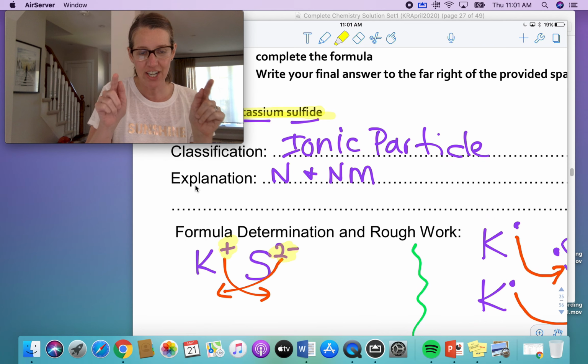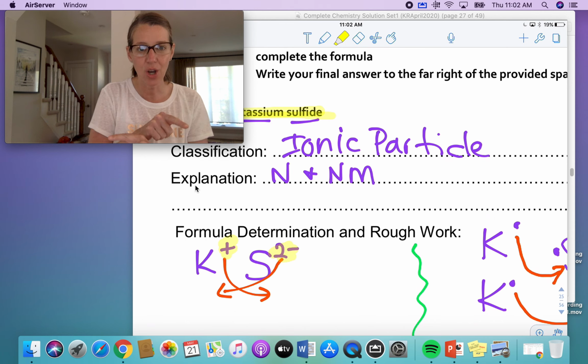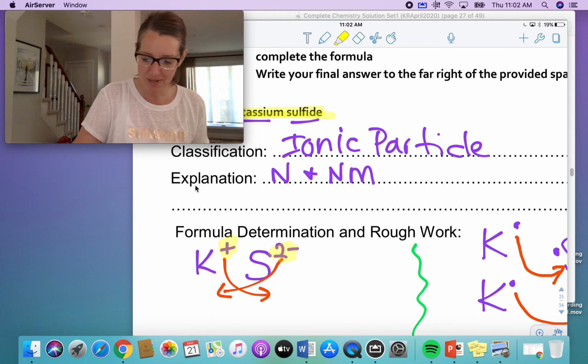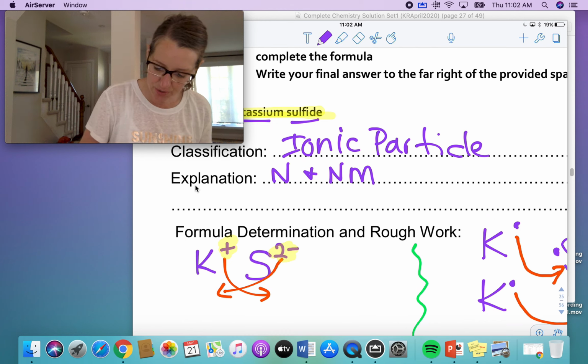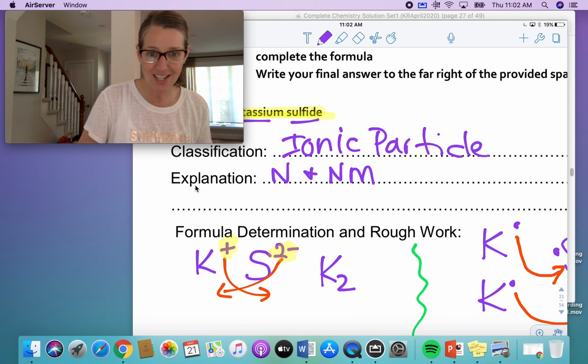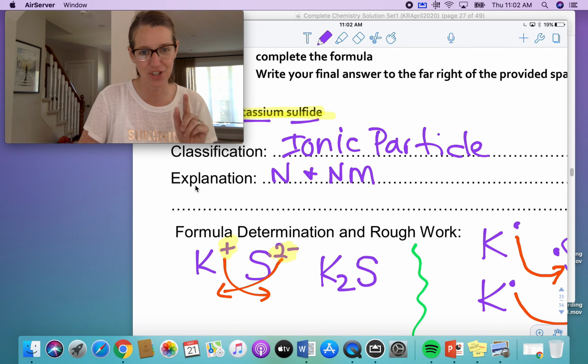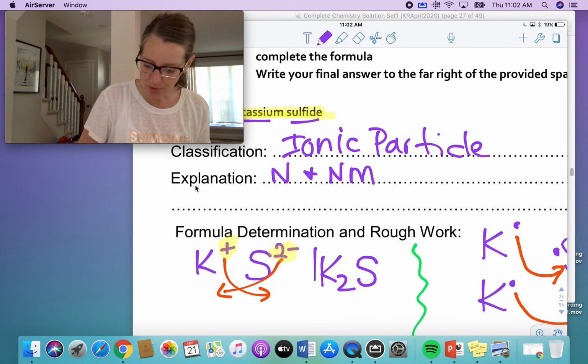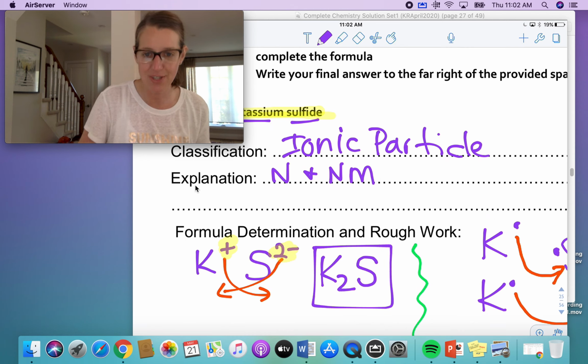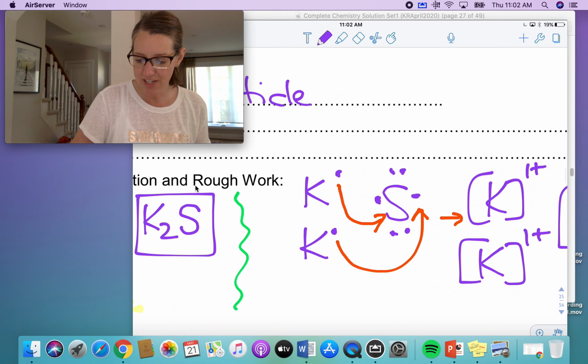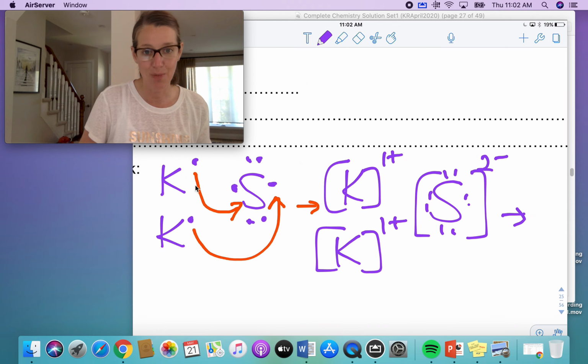You take the ionic charges, crisscross them down to give you the ratio that those ions are going to be in. So you know that the 2 is going to come down. I'm going to end up needing 2 things with a 1+ charge, 1 ion with a 2- charge, so that my formula for potassium sulfide is K2S. Can I show it a different way? Yes. Let's go back to grade 9.